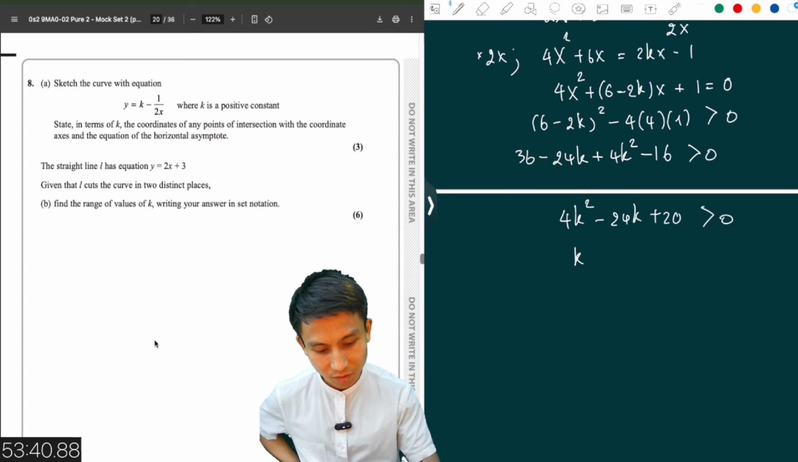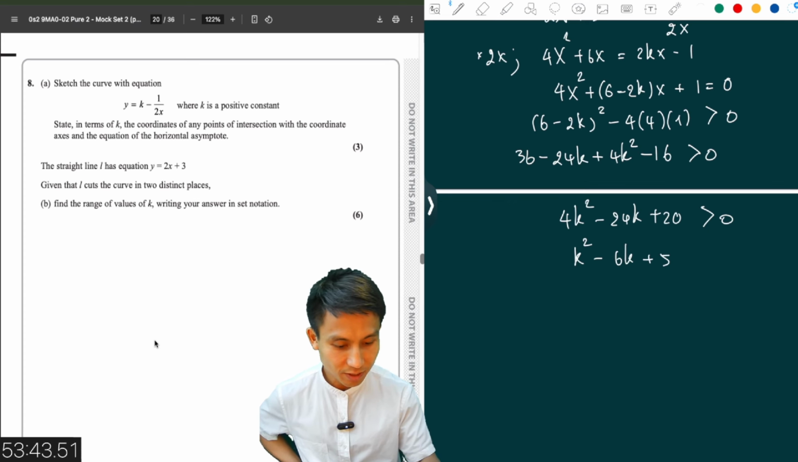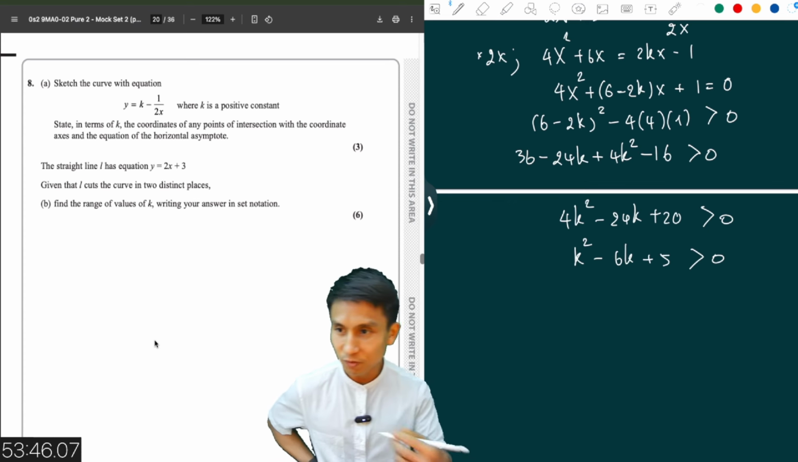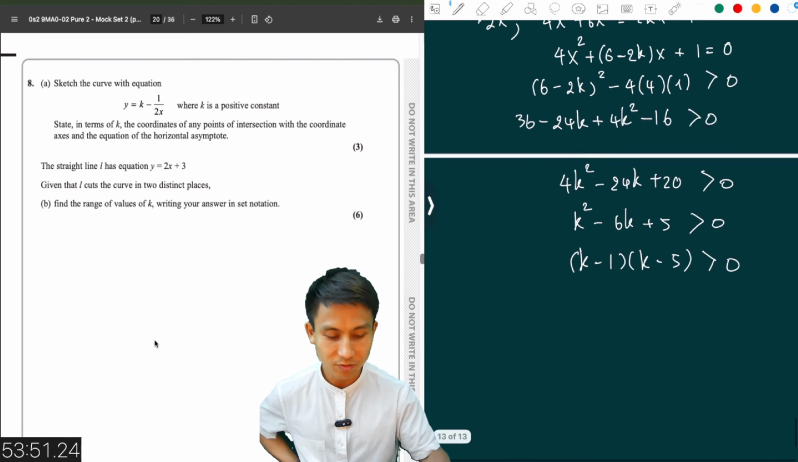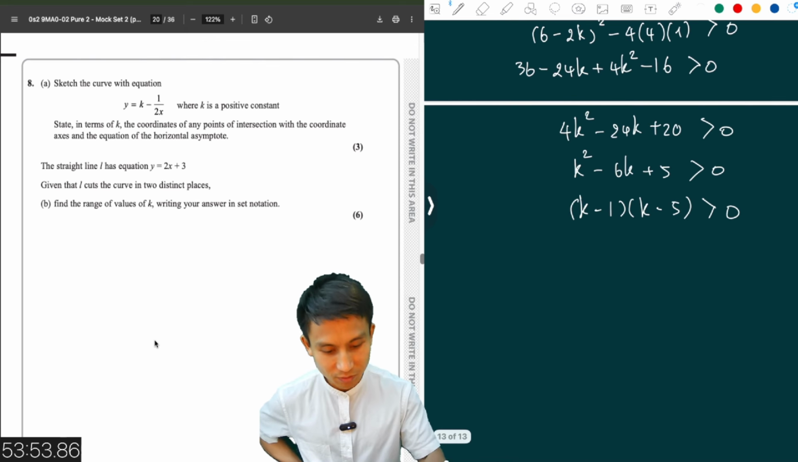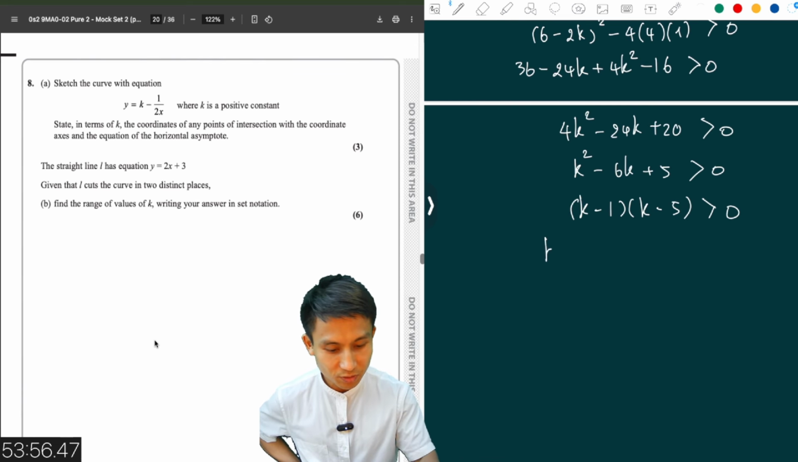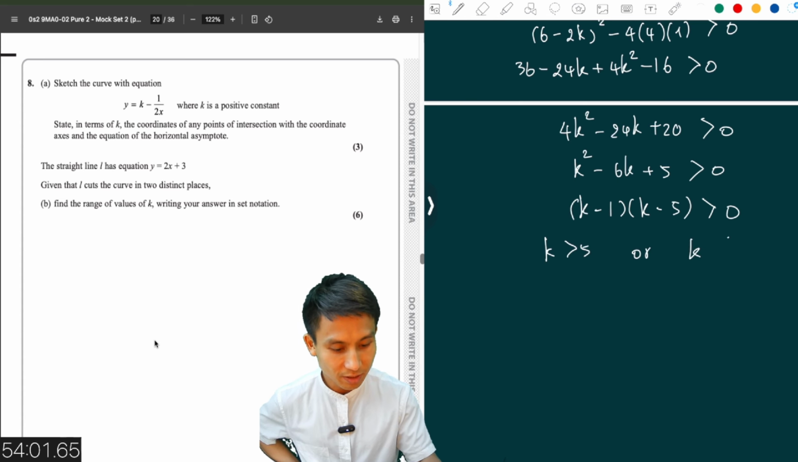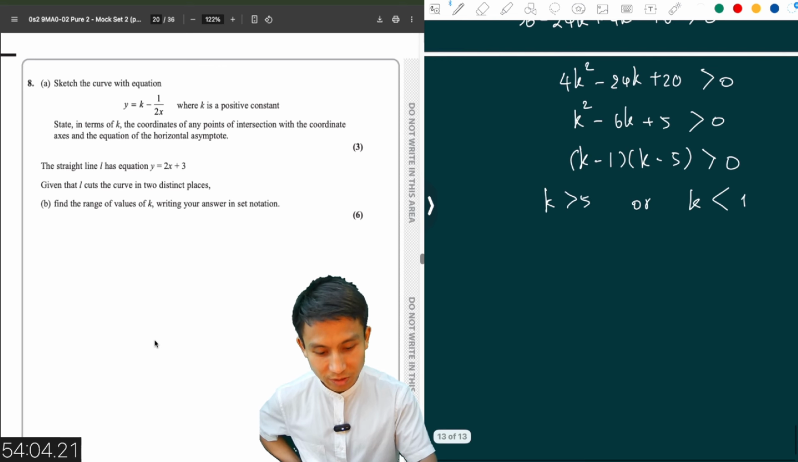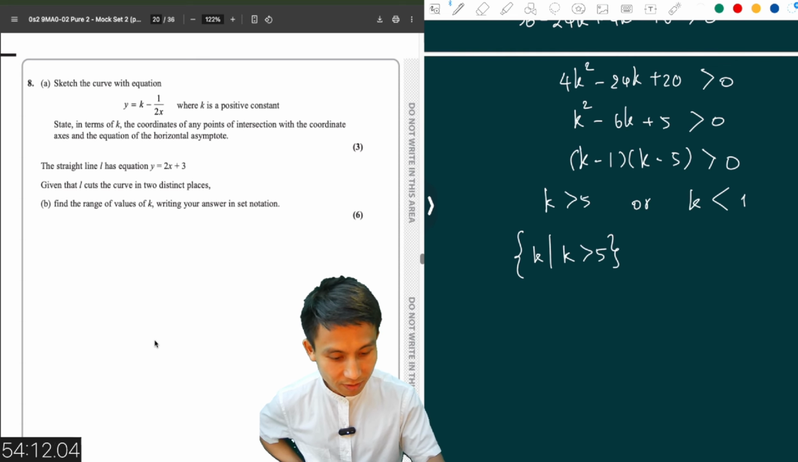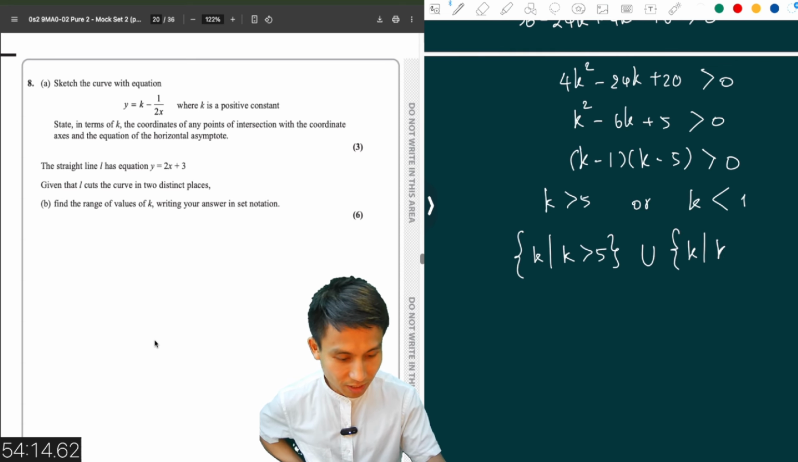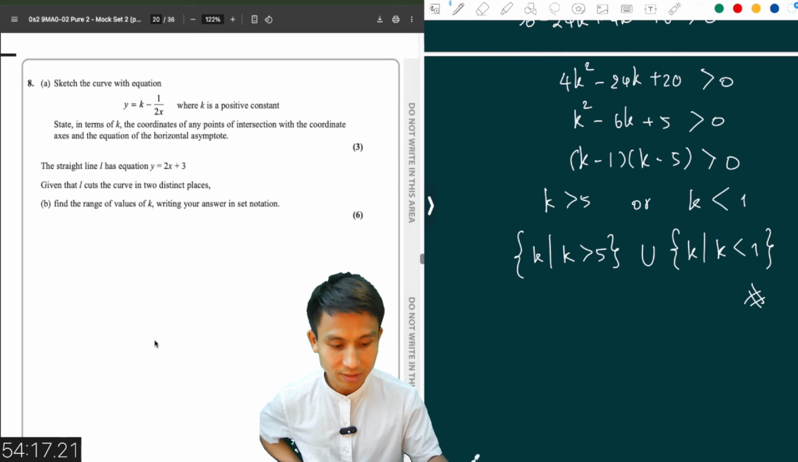If we divide across by 4, we get this, right? Yeah. And then if we factorize that, we get k minus 1 and k minus 5 greater than 0. Well, for set notation, let me just put in inequality form first. So that's just k greater than 5 or k less than 1. So we want to do set notation. This is just the set of k where k is greater than 5, union a set of k where k is less than 1. Yeah, so that's a set notation.